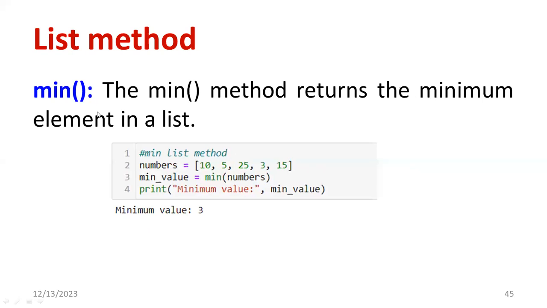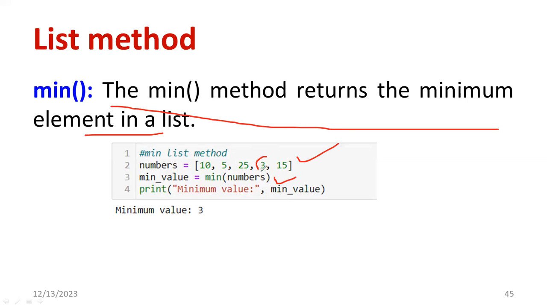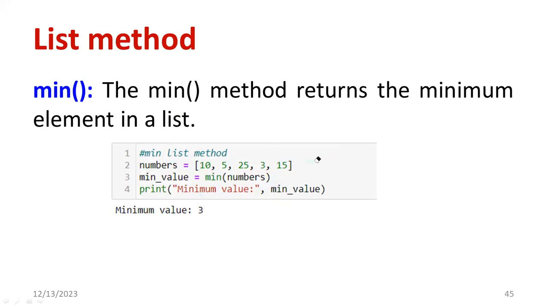Next is called minimum. Why is min required? Tell me what the need for min is. The min method returns the minimum element of the list. We have the list available here. If I use min(numbers), the minimum number will be displayed at the output. The minimum value is 3, which is displayed at the output. This is regarding min.